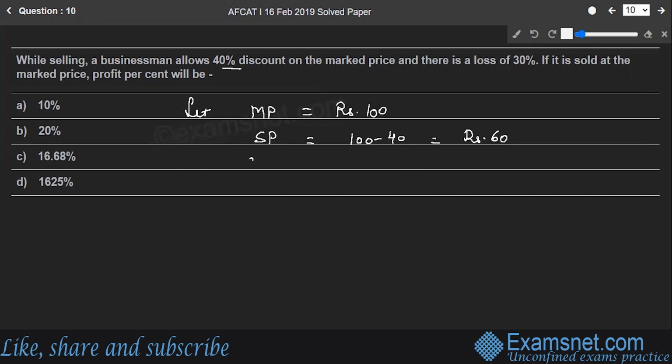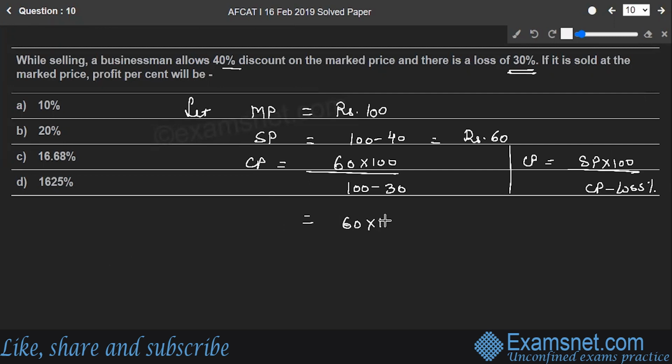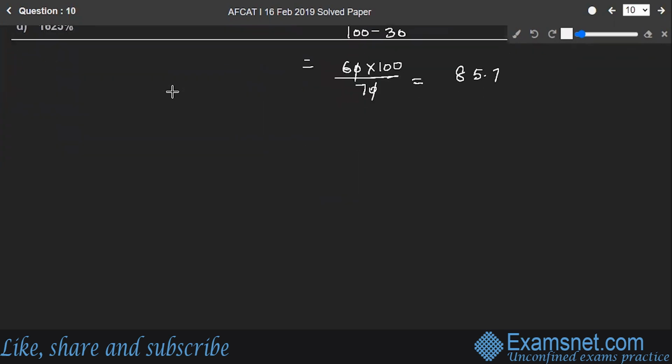And cost price will be equal to 60 into 100 upon 100 minus 30, because it is having a loss of 30%. You know the formula for cost price, right? This is equal to selling price into 100 upon, in case of loss, you are having a minus. Okay, this gives you 60 into 100 upon 70, which is 600 upon 7, approximately 85.7.